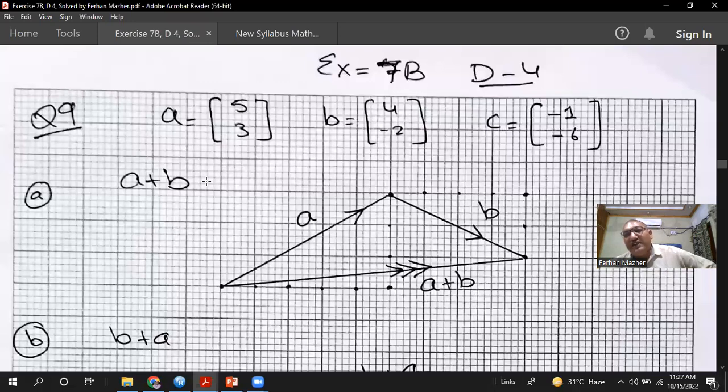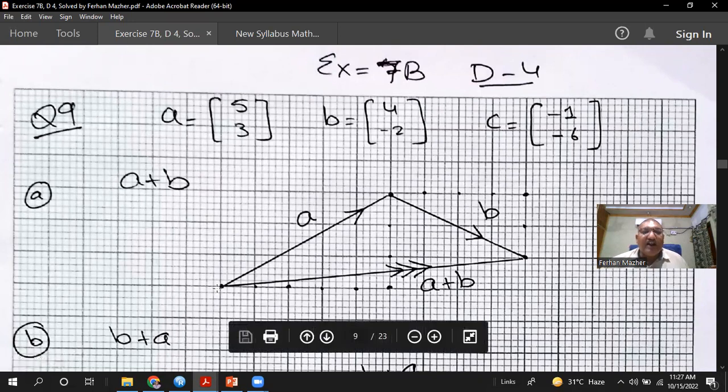Now A plus B. If you want to use the triangular law and find the resultant of A plus B, it is very simple. I will start from anywhere. For A, I will have to move 5, 3. So 1, 2, this is my starting point. 1, 2, 3, 4, 5, 1, 2, 3. This is my end point. So join them. That's the A vector.